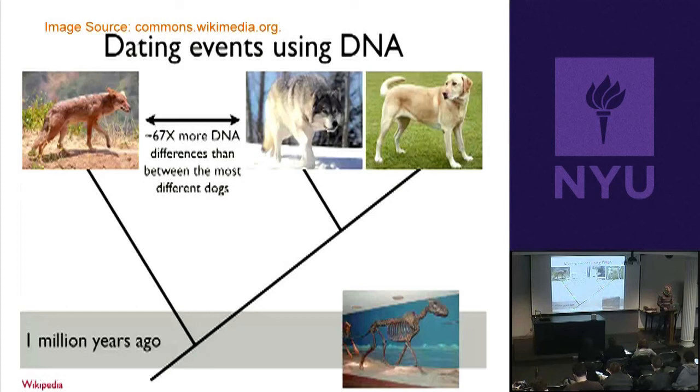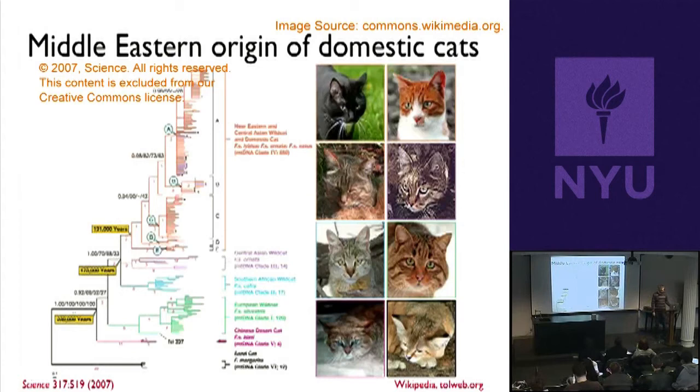Cats are another really interesting example. The same exact methods were used more recently, only a couple of years ago, to figure out the relationships between domesticated cats and their wild relatives. Cats are a little bit more complicated than dogs, and the reason is that there are different types of wild cats that are related to each other that could have been the ancestor of domesticated cats.